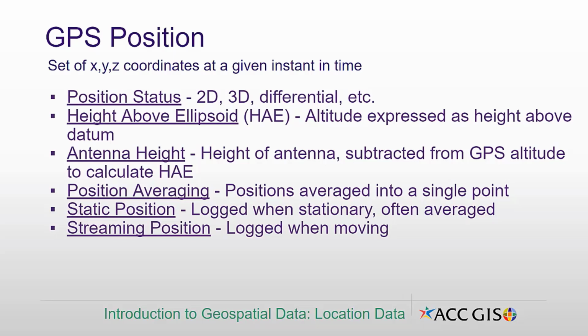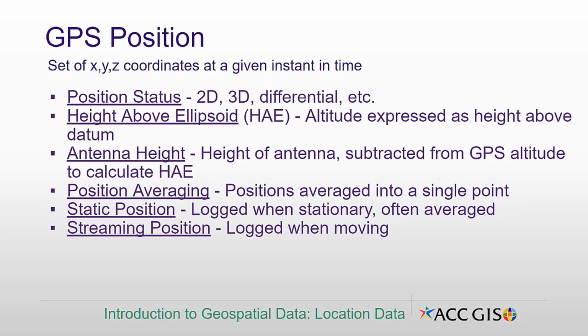Height above ellipsoid is how we calculate our vertical position. The height above ellipsoid is the altitude expressed as height above the datum, or that's the model sphere of the Earth. And then we use the antenna height, which is the height of the antenna, and we subtract that from the GPS altitude to calculate the height above ellipsoid.